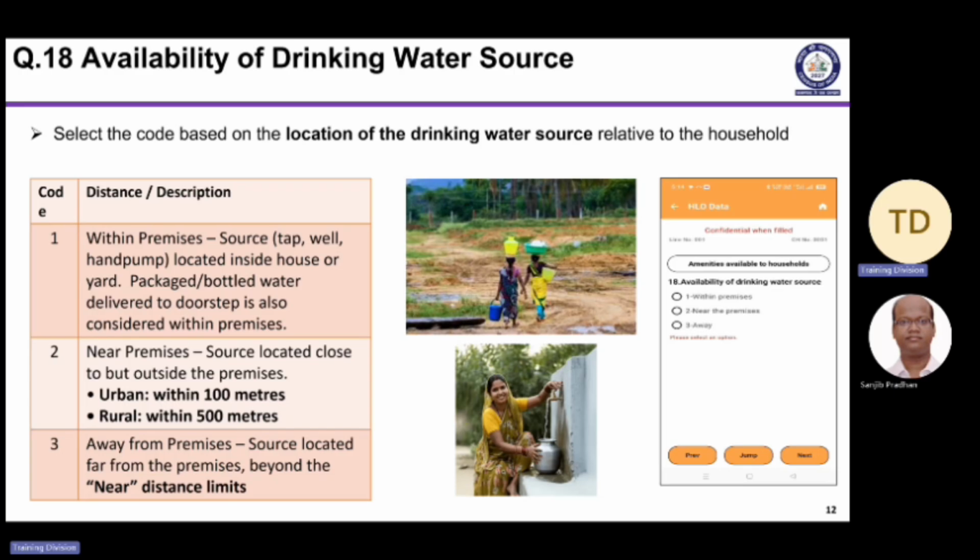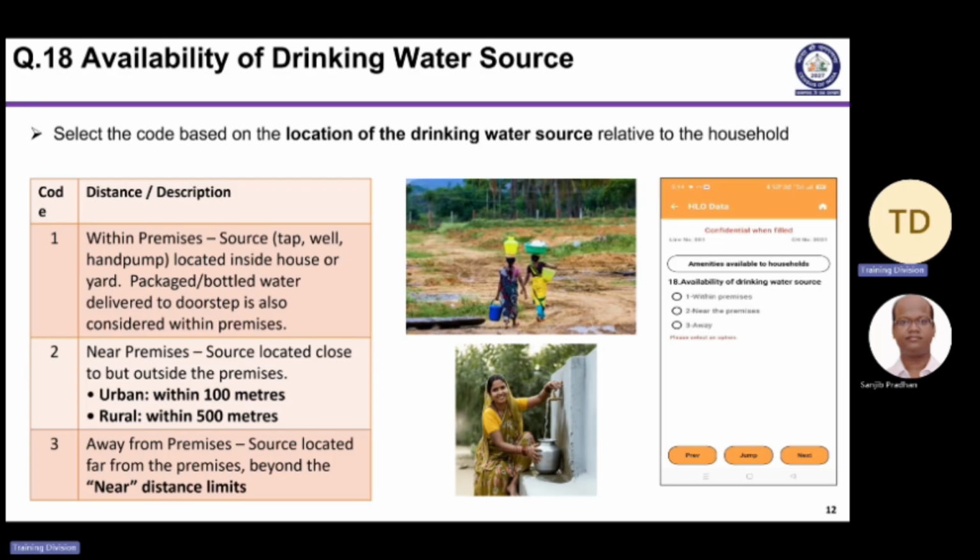Somewhere it will be about the building, somewhere about the HLB, somewhere about the premises, somewhere about the building, census house, household. So all the definitions we are studying are for coding and understanding these questions. Premises comes into play in this question. So within premises means your source of water is within your premises, tap or well or hand pump, whatever it is. Or if you are getting packaged water, bottled water, at your doorstep, then we code it as within premises.